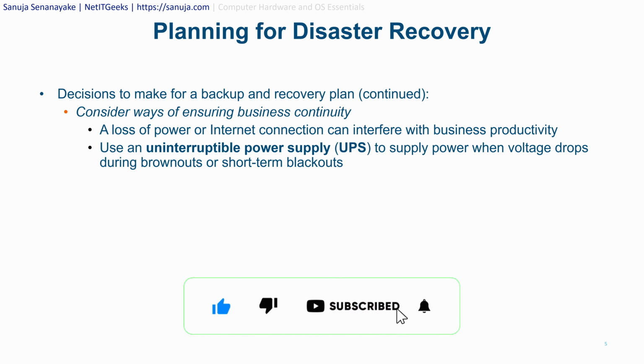Use an uninterruptible power supply, also known as UPS, to provide power when voltage drops during brownouts or short-term blackouts. You can also add generators that would kick in for long-term blackouts, where those generators will take care of the power needs of your servers and devices within the building.